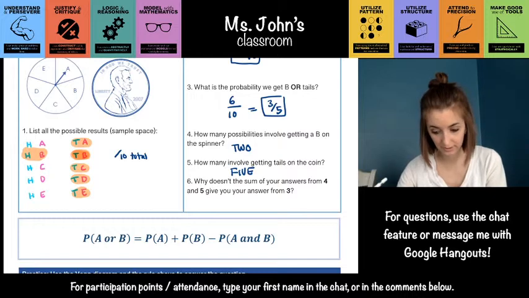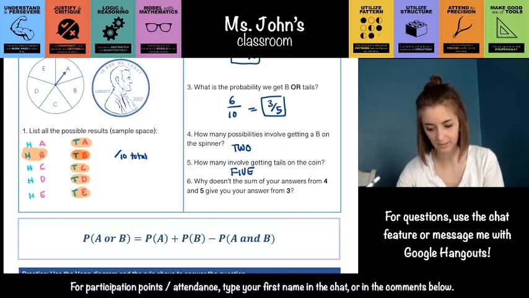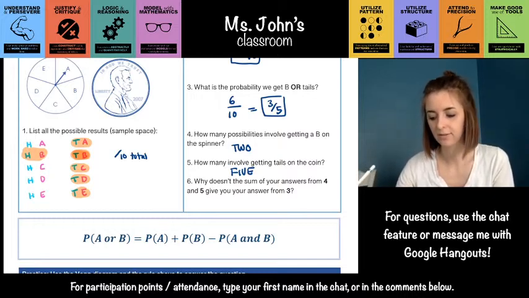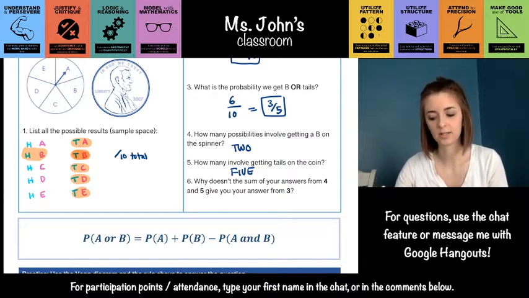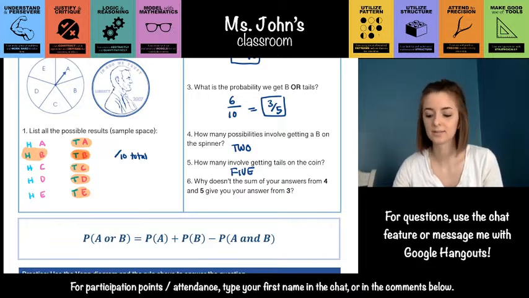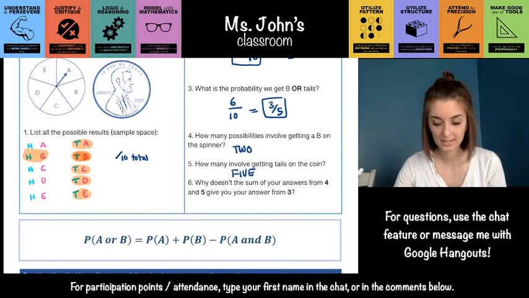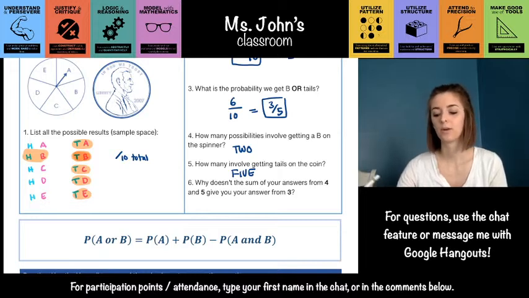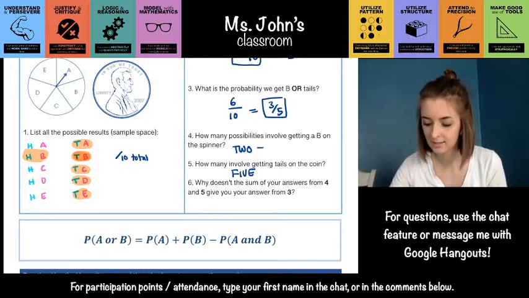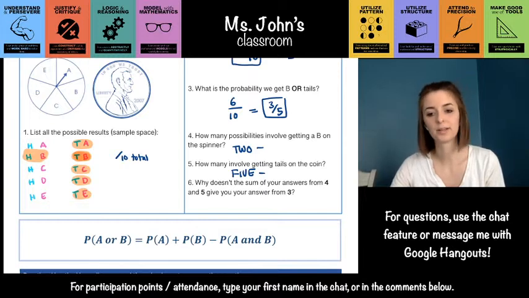Okay, so we have 2 possibilities that involve getting a B on the spinner, and 5 possibilities that involve getting tails. I left my highlighting because this is actually the same question as before, right? We're calculating B or tails. So number 6 asks, why doesn't the sum of your answers from 4 and 5 give you your answer from 3? So what I'm asking here is, why doesn't 2 plus 5 equal our answer from up here?